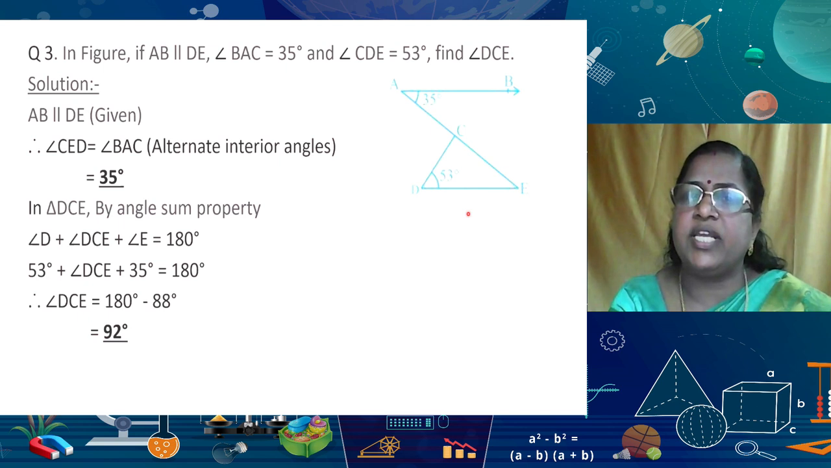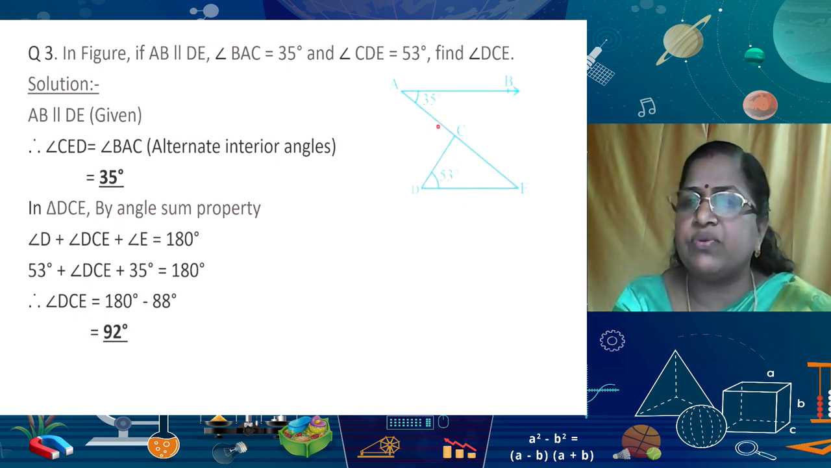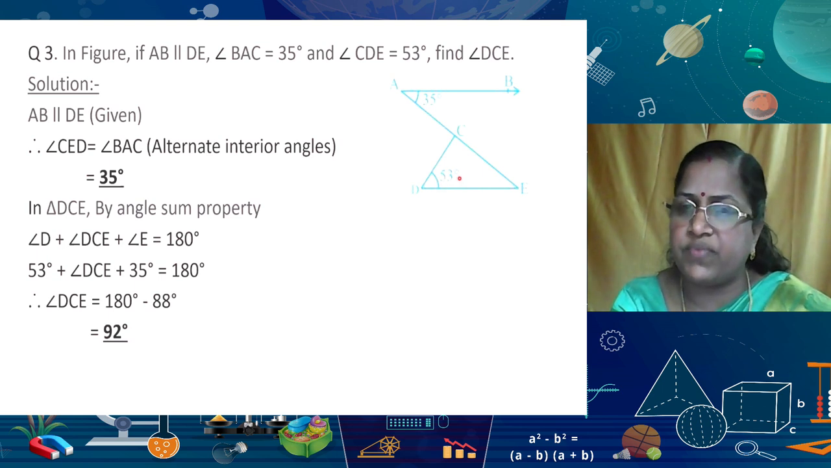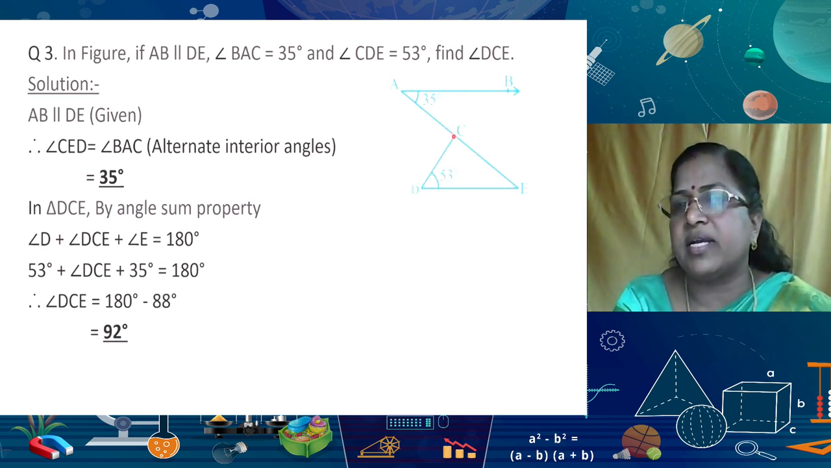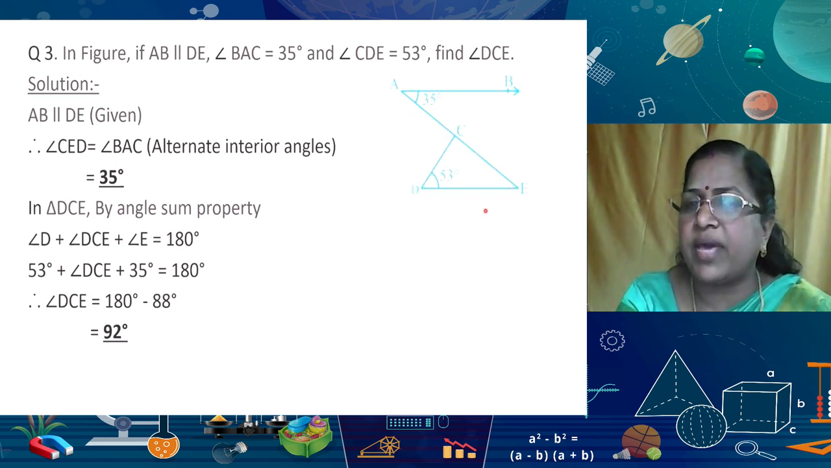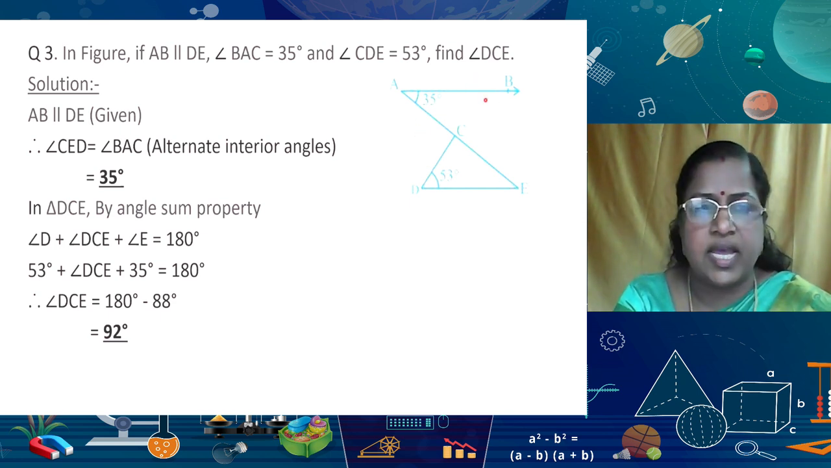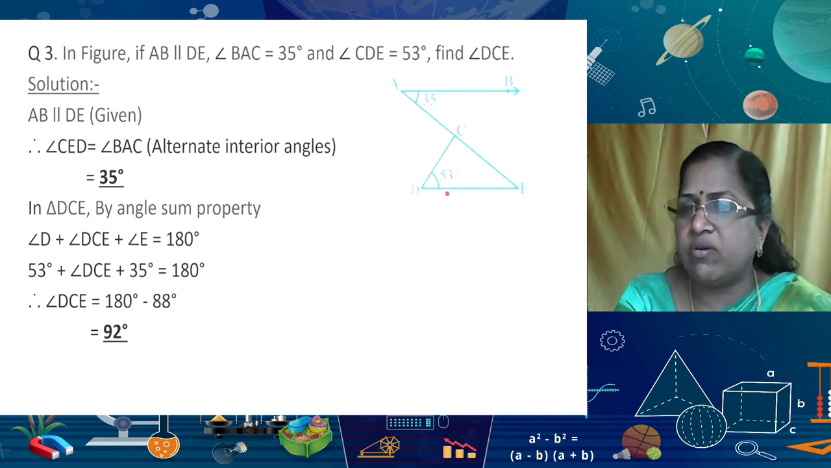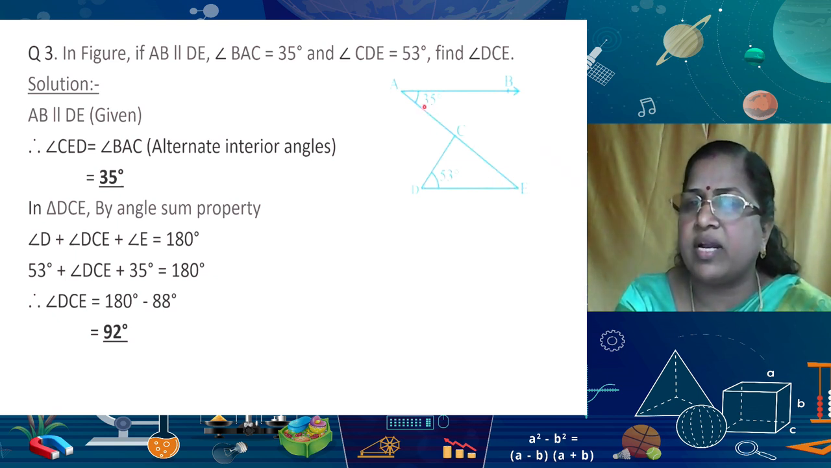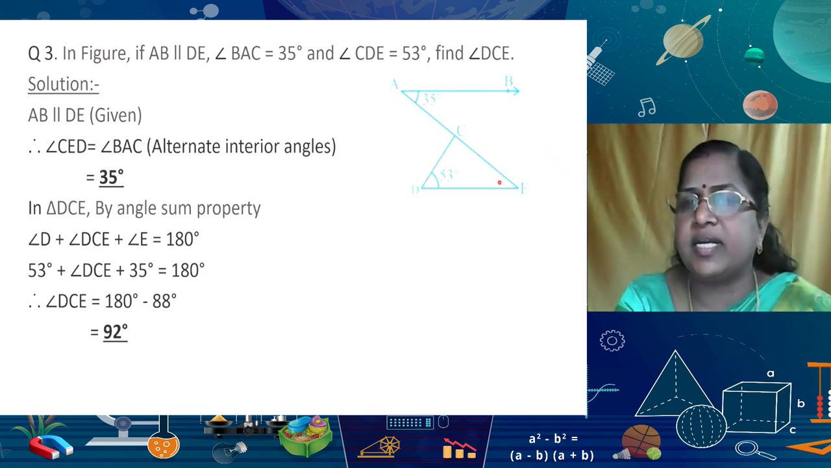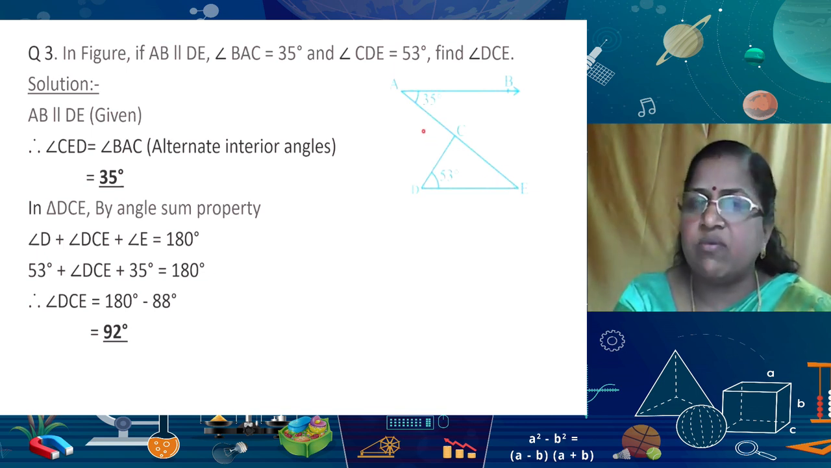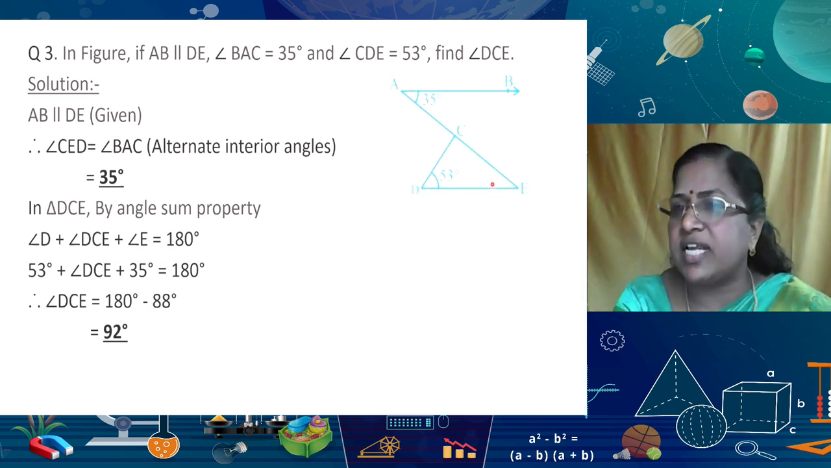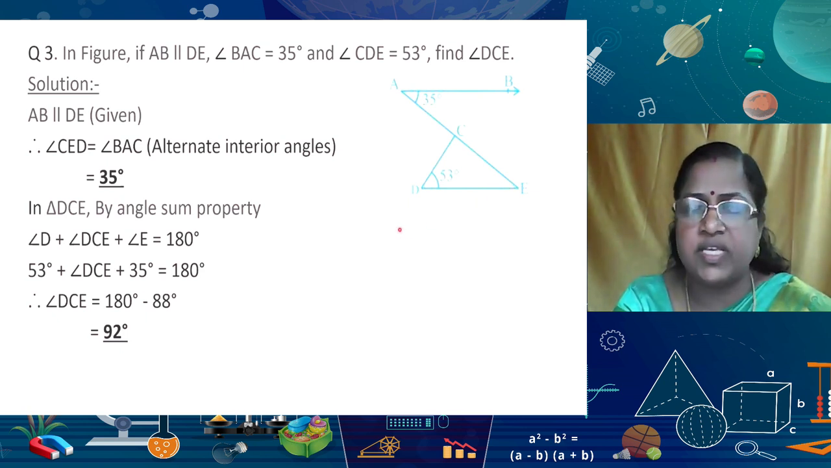If AB is parallel to DE, angle BAC is equal to 35 degrees and angle CDE is equal to 53 degrees, how do we find angle DCE? In the question we are given AB parallel to DE. So angle CED is equal to angle BAC, as they are alternate interior angles, which is 35 degrees. Both are equal; we have already studied that if a transversal intersects two parallel lines, a pair of alternate interior angles are always equal.